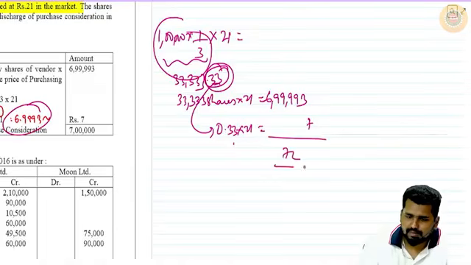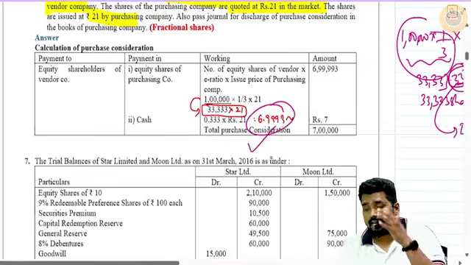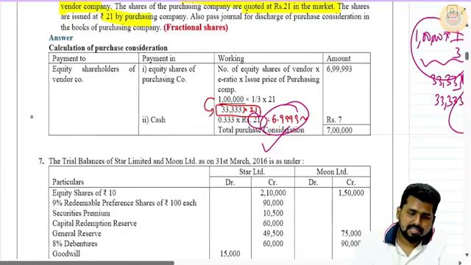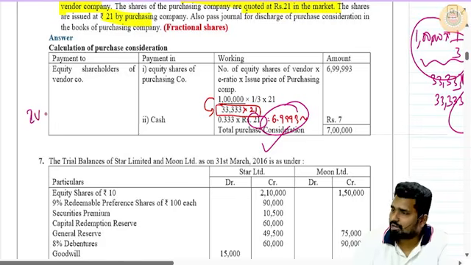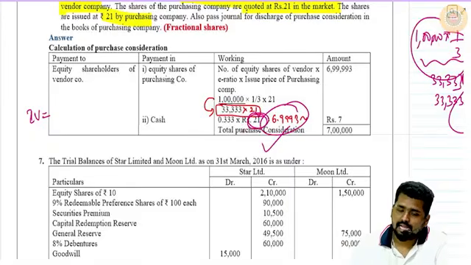So total PC will be 7 lakhs. This is what you have to do for PC calculation. Remember, whenever fractions arise, we have to check whether it is an intrinsic value based question or not. If it is intrinsic value, you have to take intrinsic value, even if market price is given.